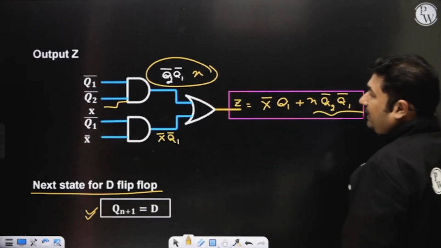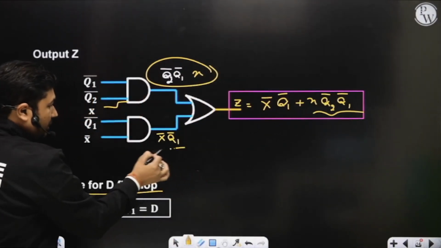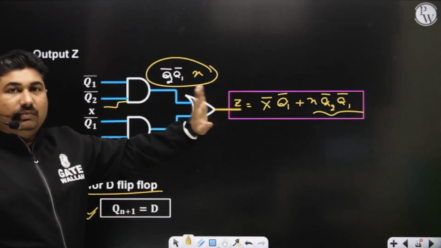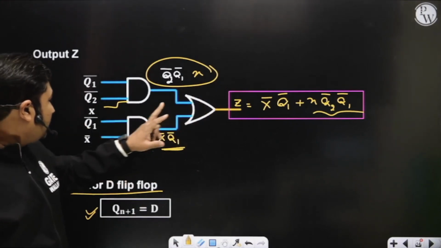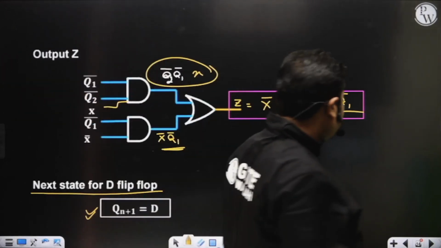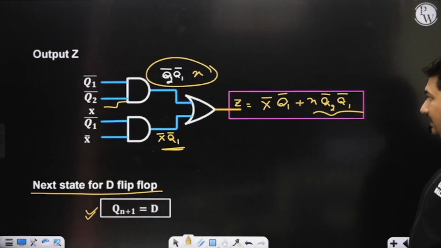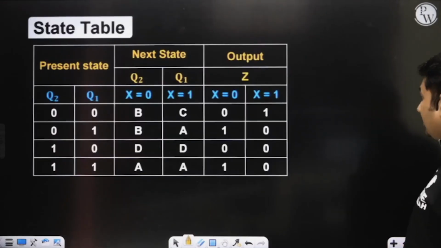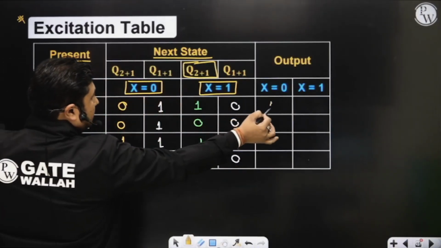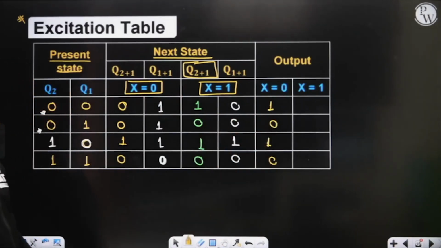Output z will be q1 complement. Sorry, q1 complement. Output z will be q1 complement with x equals 0. So this is your q1, and its complement is 1 0 1 0. Is it okay?